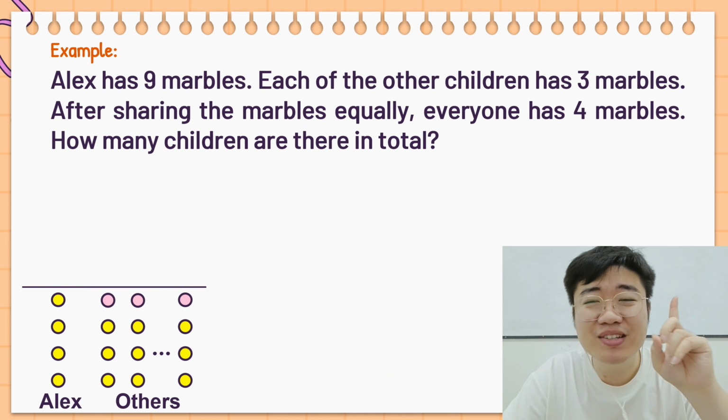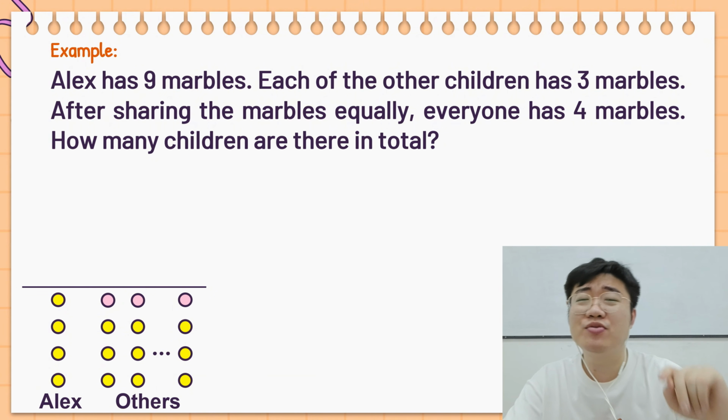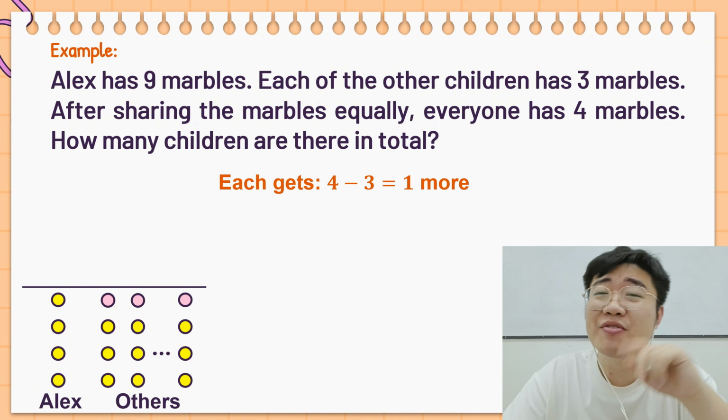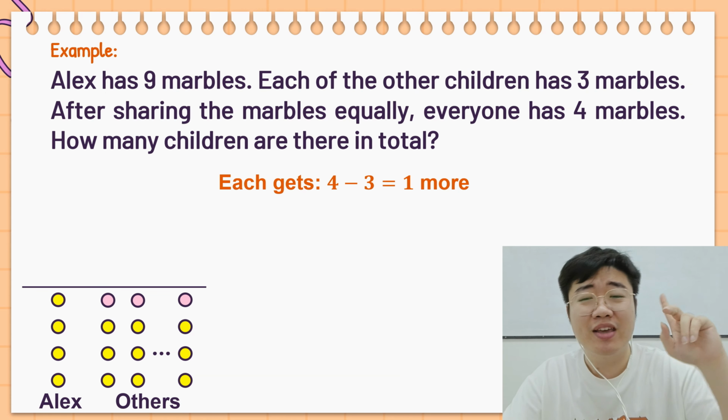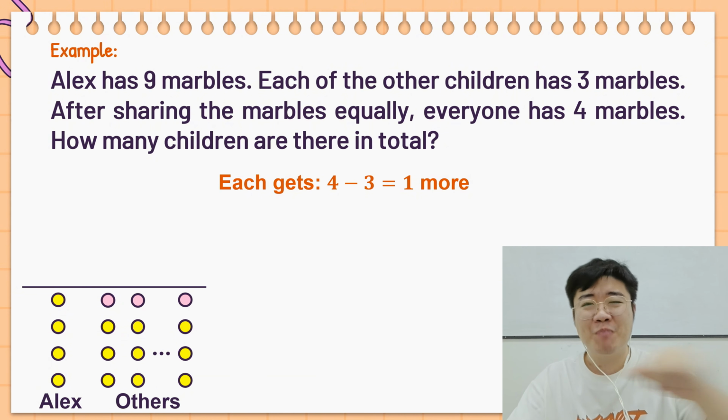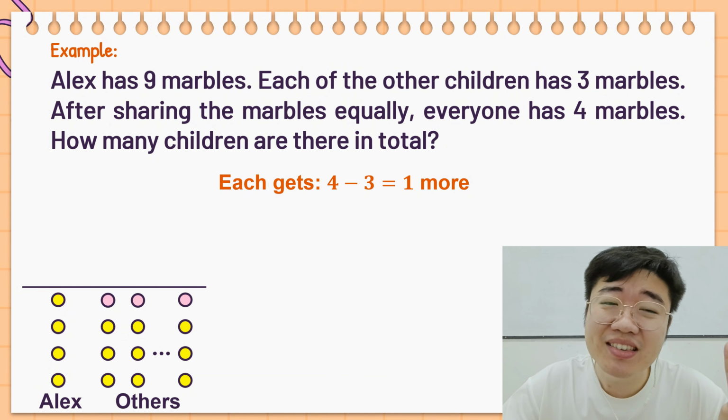So let's check. What's the change here? Each person has received how many more marbles? Very good. Each person has received 1 more marble. 4 minus 3 equals 1. Now, how many marbles did Alex give away here? Perfect. Alex has given away 9 minus 4.